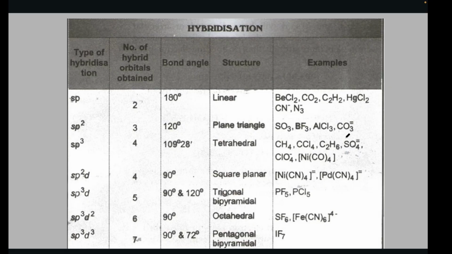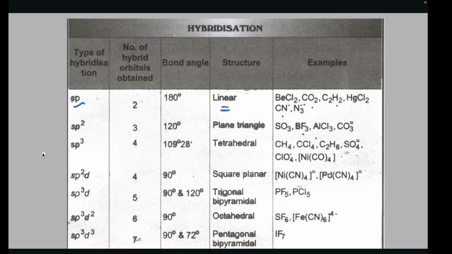Here is a flow chart of all types of hybridization. We start with sp hybridization, which is formed by 1s and 1p orbital giving linear shape like in BeCl2, CO2, C2H2, cyanide ion and azide ion. So these are the examples of sp hybridization. Next is sp2 hybridization, where 1s and 2p orbitals give trigonal planar arrangement as in BF3. Another example of sp2 hybridization is AlCl3, SO3, etc.